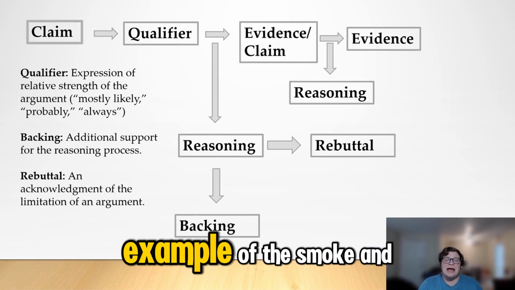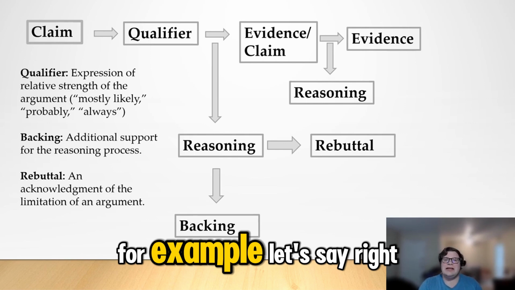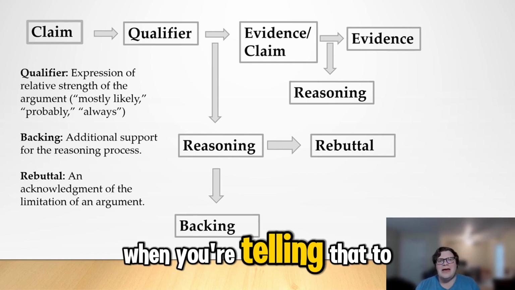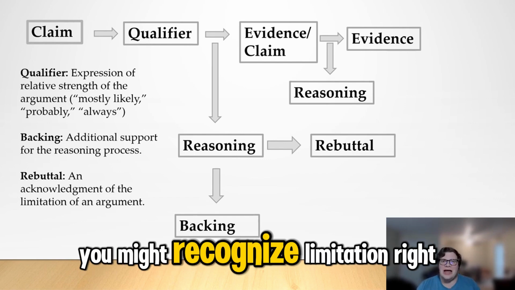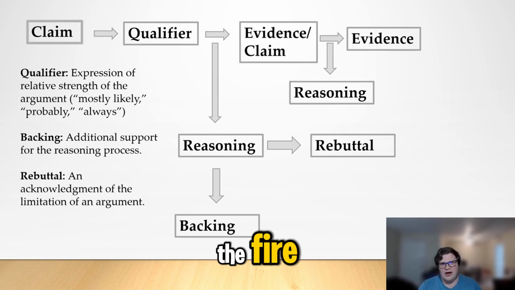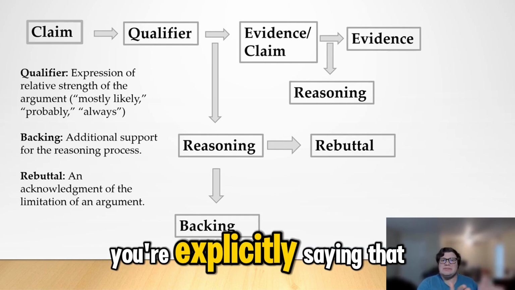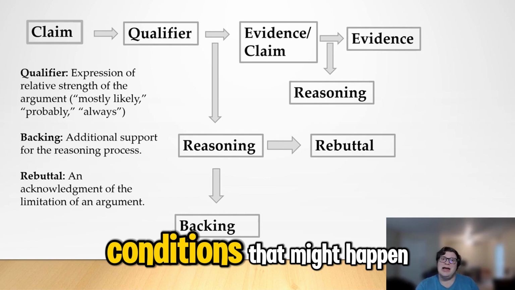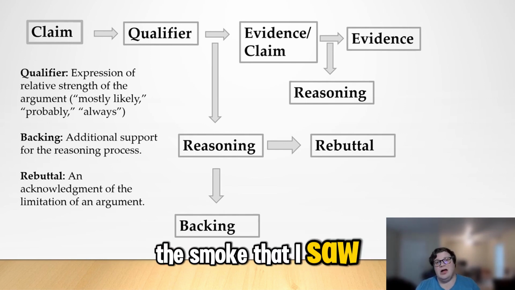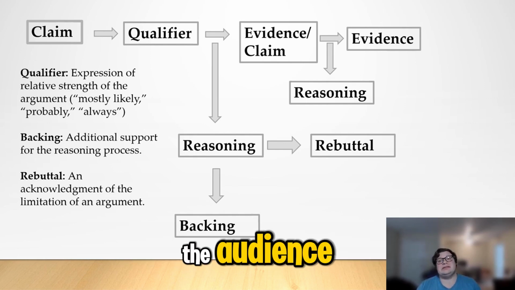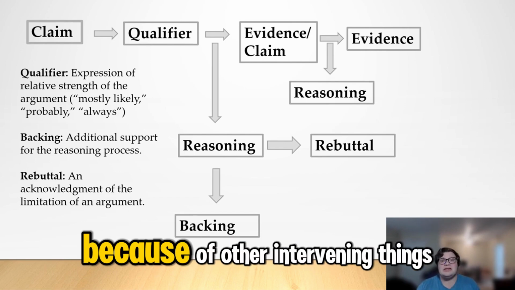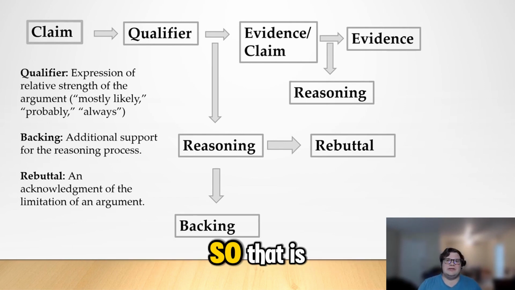Let's go back to the example of the smoke and fire. Let's say you saw some smoke, so you concluded that there was fire. Now, when you're telling that to a friend or an audience, you might recognize the limitation: unless the fire department showed up and put out the fire, there would be a fire. And so you're explicitly saying that here are some of the conditions that might happen that mean there would not be a fire because of this smoke that I saw. You're explaining to the audience some of the limitations of your argument, or the ways that your argument might not be true because of other intervening things that are going on. So that is the rebuttal.